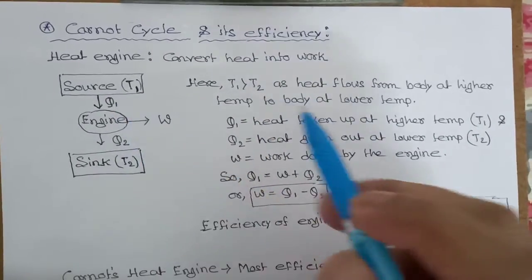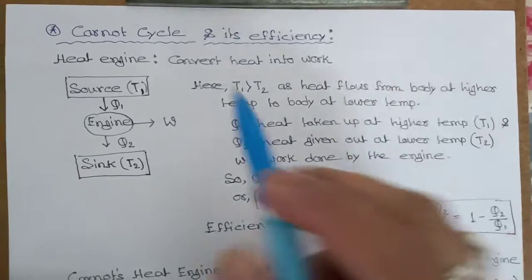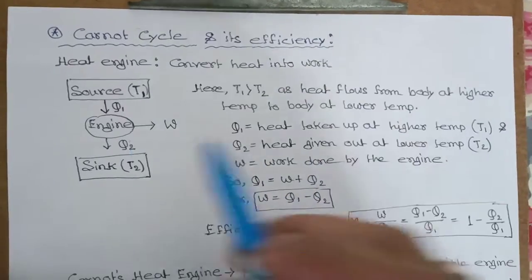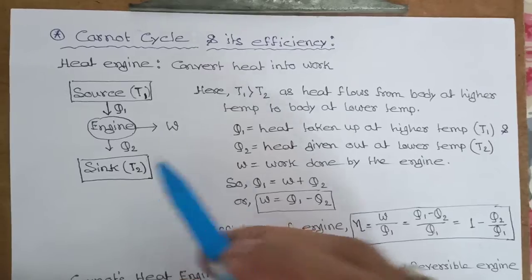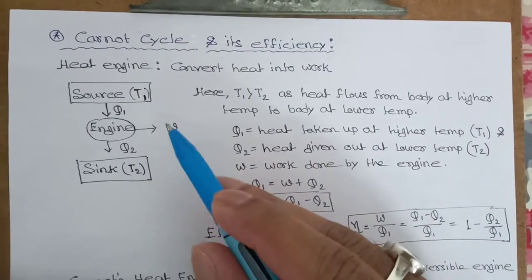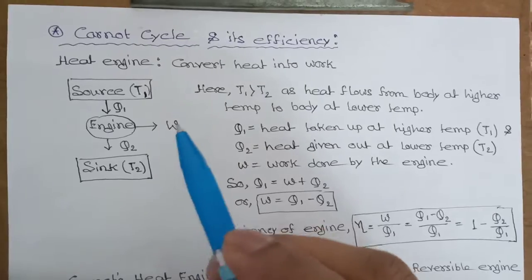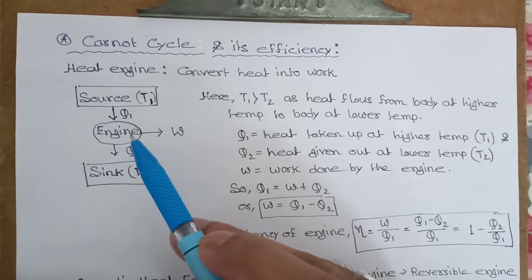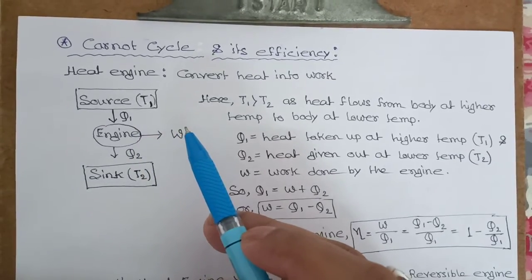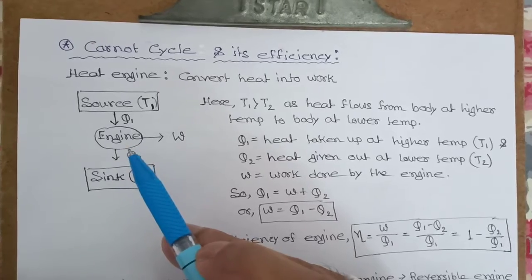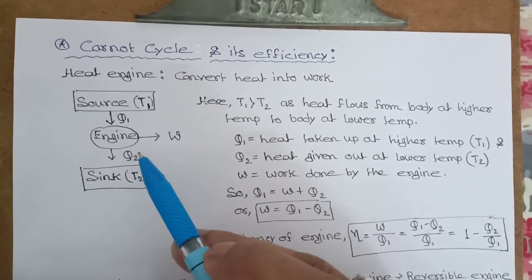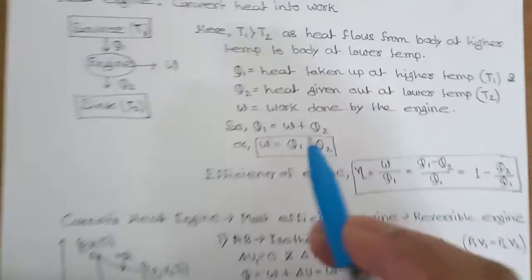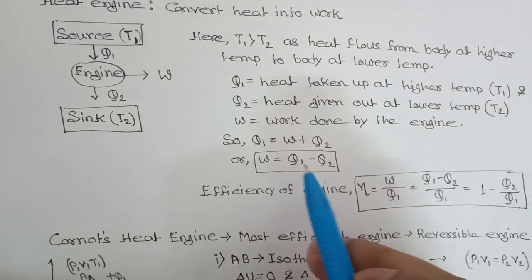Q1 is the heat taken up at temperature T1, and Q2 is the heat given out at temperature T2. W is the work done by the engine. So Q1 is the heat given to the engine, some of which is utilized in performing work, and the rest is rejected to the sink, that is Q2. So we can write Q1 is equal to W plus Q2, so W will be equal to Q1 minus Q2.